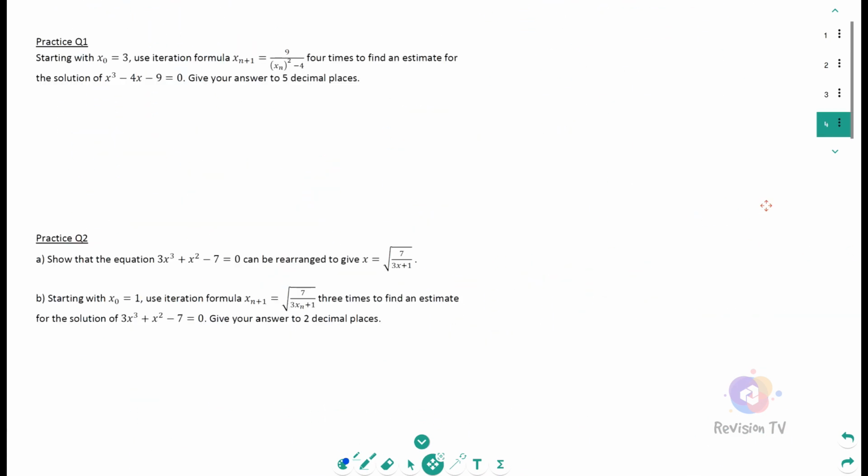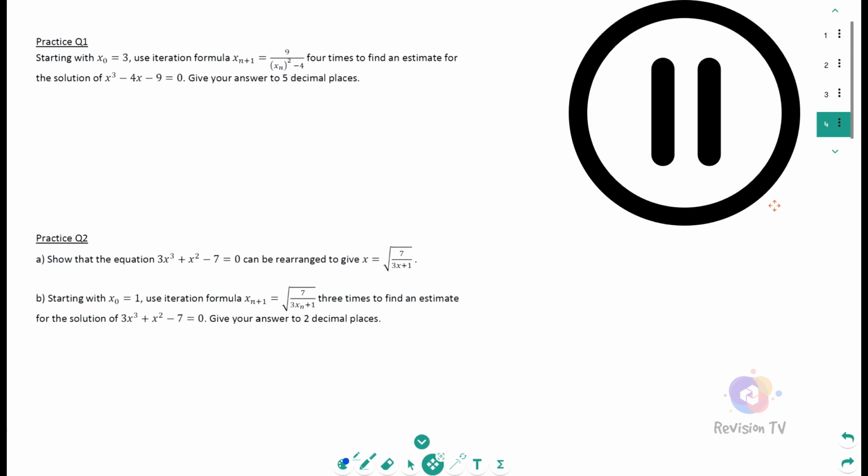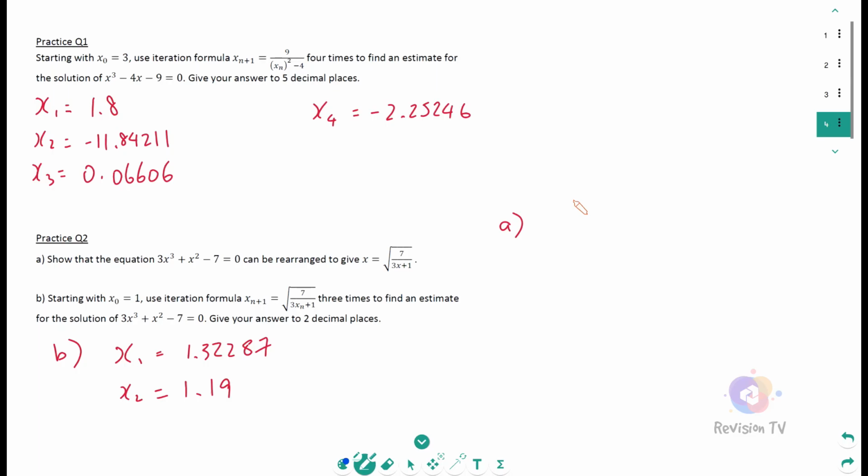Here comes 2 practice questions. Pause the video, have a go at the question. When you're ready for the answer, you can press play. Here are the solutions. If you got it right, then well done. You can skip to the next part. But if you got it wrong, then I'll go for it with you.